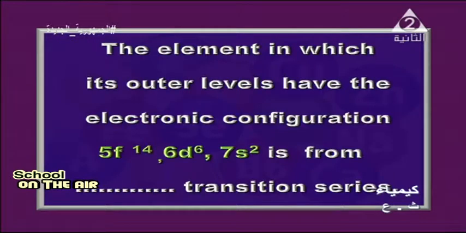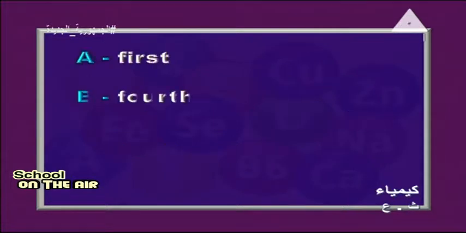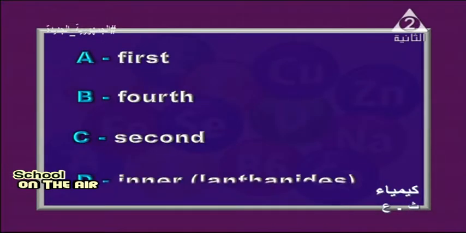Next question. The element in which the outer levels have the electronic configuration 5f14, 6d6, 7s2 is from what type of transition series? Is it first, fourth, second, inner lanthanides? If you think about the question, it will be 6d, so it will be fourth transition series.